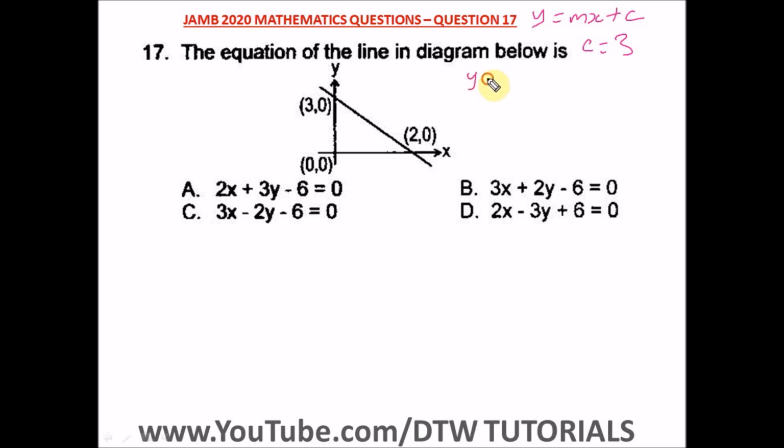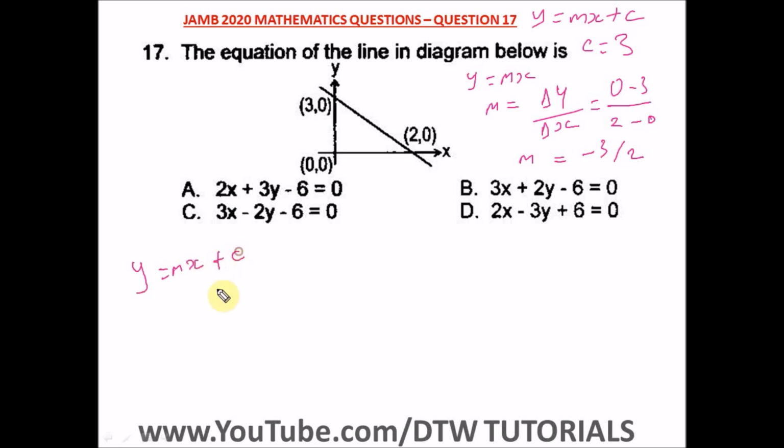So let us therefore find our gradient, which is m. So we have y equals mx. Therefore, m is equal to change in y over change in x. From the coordinates, we will say that 0 minus 3 over 2 minus 0. So our m is equal to minus 3 over 2. Therefore, the equation of the line becomes y equals mx plus c, same thing as y equals minus 3 over 2x plus 3.